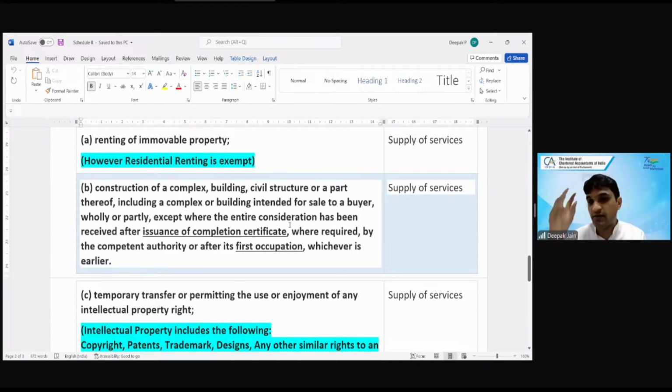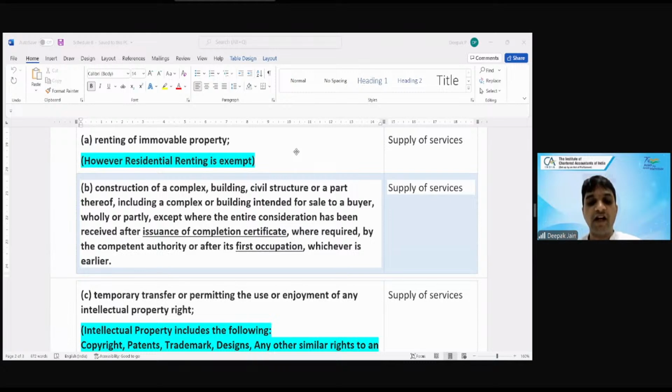Construction of complex: when you buy a new building, you would have seen that a lot of buildings are coming up. On that, will you pay GST or will you not pay GST? You will pay GST because it is a construction service. And until it has become immovable property, you will pay GST. For residential renting, is GST liable? No. For residential renting, there is an exemption. The exemption notification says you don't have to pay.